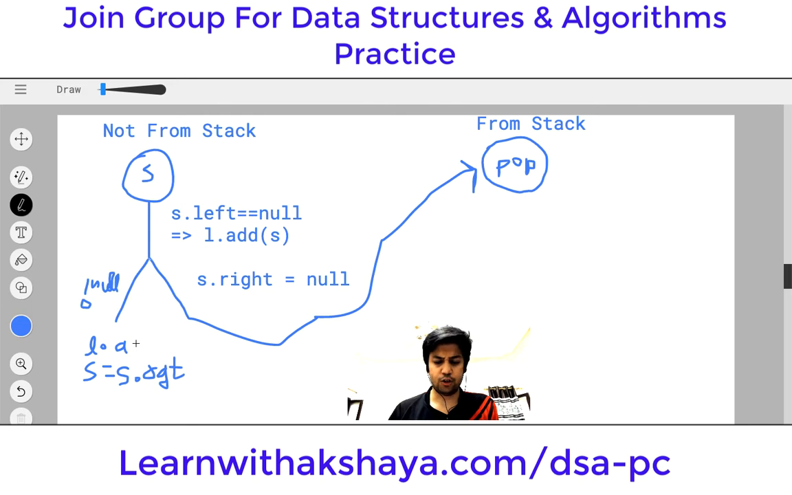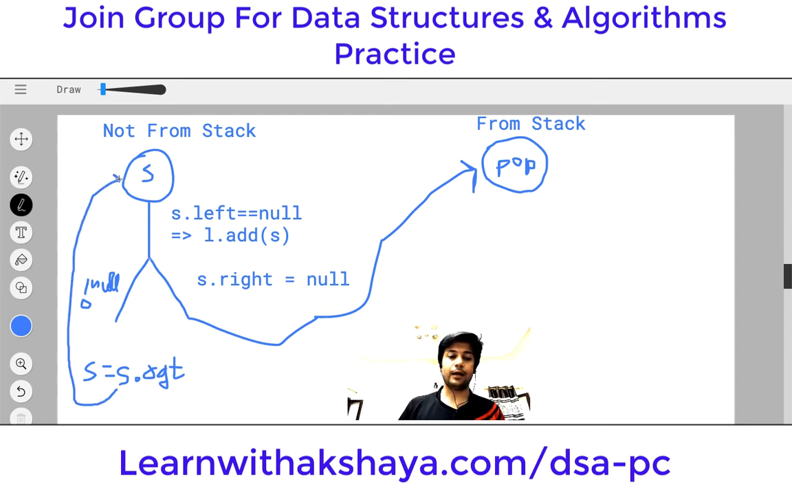Or we had actually already done that. As soon as s dot left was null, we have already done that. So we will do s is equal to s dot right, and then we will again come back to the same state. So if you get any node which is not from the stack, this basically means you have to take care of the left one also, right? So you will see if s dot left is null or not.